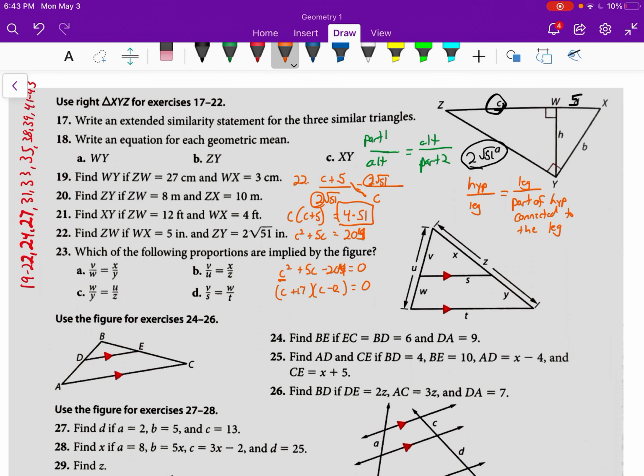So it is 17 and 12, which means c equals negative 17 or 12, but c is a length, so it can't be negative. So c is equal to 12. We got to use a quadratic equation in that one. Then it says we're going to jump to 24.